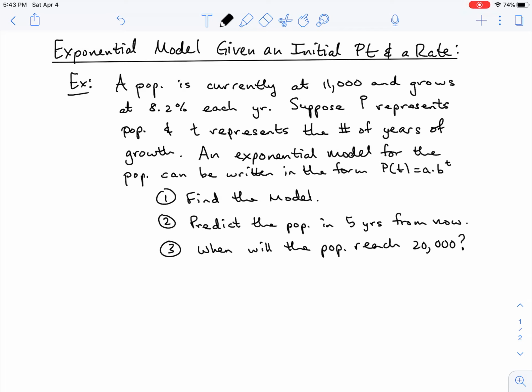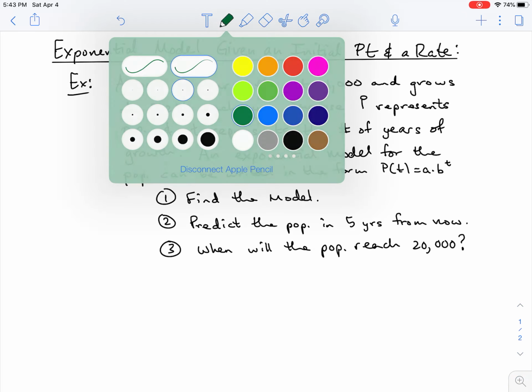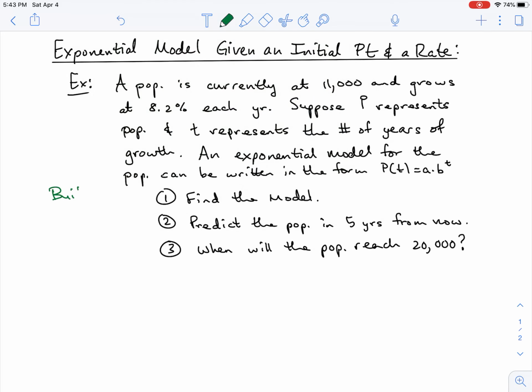An exponential model for the population can be written in the form P of T equals A times B to the T. The tasks we will perform are finding the model, predicting the population in 5 years, and finding the time it takes for the population to reach 20,000. Now, these tasks are build a model, evaluate, and solve. Pretty much the three basic tasks we would do in a problem like this are all captured here.